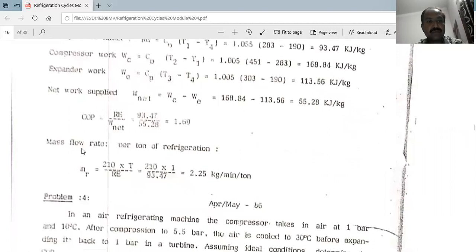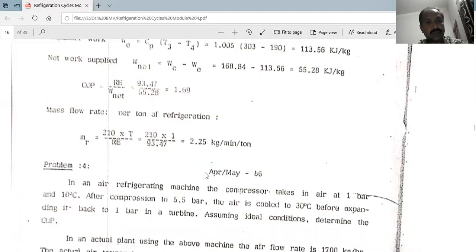Then the mass flow rate per ton of refrigeration, MR. 1 ton of refrigeration is equal to 210 kilojoules per minute, as we have written here. MR is equal to 210 into 1 ton divided by the refrigeration effect, 210 into 1 ton divided by 93.47. It becomes 2.25 kg per minute per ton. This is the mass flow rate existing per ton of refrigeration system.